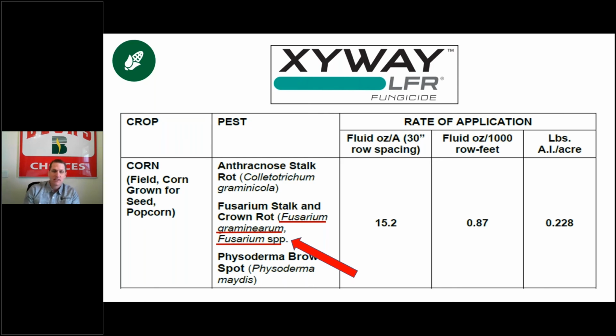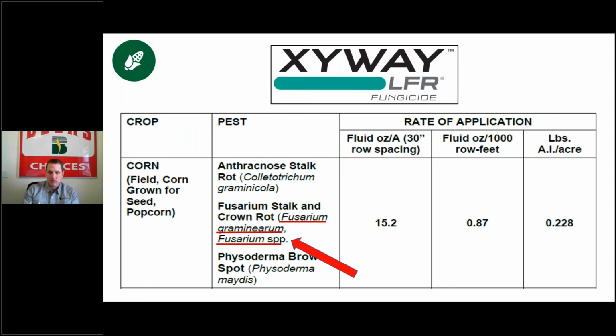So Xyway has strong, season-long control of gray leaf spot, northern corn leaf blight, southern leaf blight, as well as these stalk diseases, which may be another opportunity for management when we talk about some of these foliar diseases. If we can apply Xyway in furrow, can we delay that foliar fungicide pass till later in the season and not have to worry about the gray leaf spot, not have to worry about the northern corn leaf blight, as well as pick up some control on the stalk and root rot?